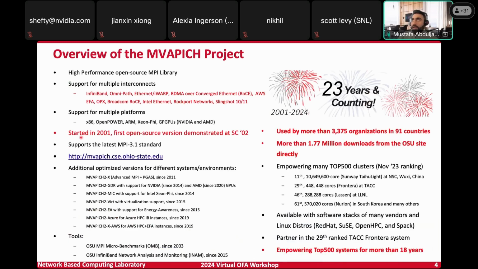Before I move on to more technical details, this is the project that we're working on. It's the MVAPICH project where the designs take place. MVAPICH is an implementation of the MPI standard. It's a well-known implementation that features high-performance interconnects such as InfiniBand, RoCE, OmniPath, Rockport, Slingshot 10 and 11, and it even covers cloud providers such as AWS EFA. It has been used even on Top 500 and Top 100 supercomputers, as we give some examples here.